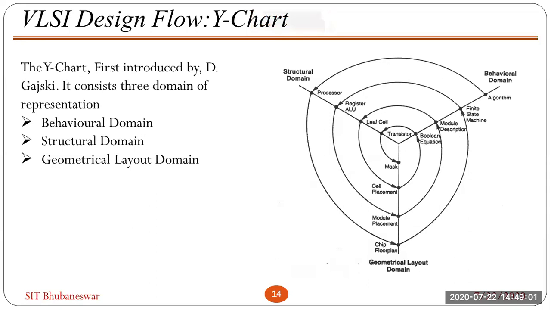Initially the floor plan, then module placement, then inside the module the cell placement, then cells are created through mask. So these are the phases. Actually, if you go through the design flow, it's more detailed. You can see in the back end, front end, everything is there. But this is a very crude way to show the design flow.